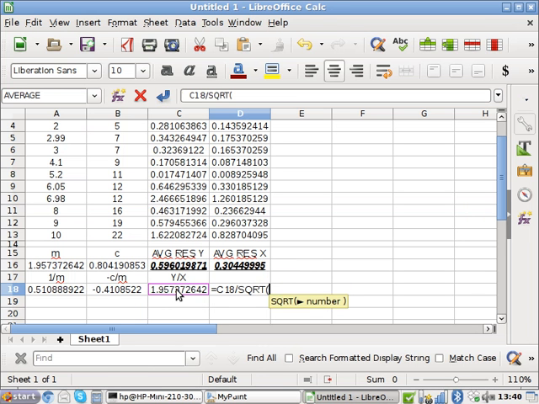And how many data points do I have? How many pairs do I have? 12. Yep. So I end up here with 0.565.